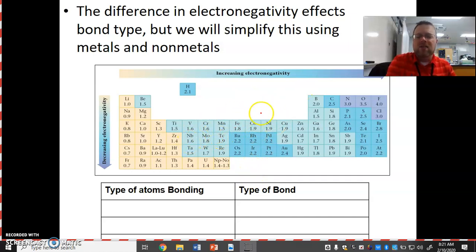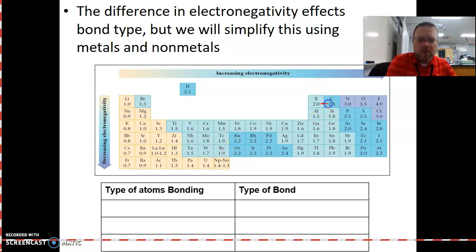And you can subtract to determine how polar a bond will be. If you're bonding boron to carbon, you can take a look: oh, the difference is 0.5 in electronegativity, and you can classify bonds that way. We are going to do that a little bit differently. Instead, we are going to look at the bonding in three categories based on the kinds of elements that are inside them.